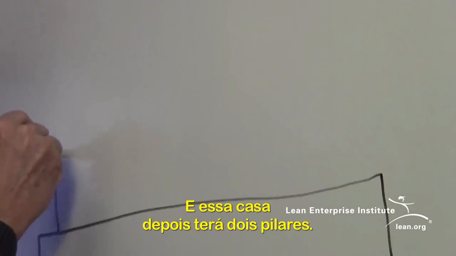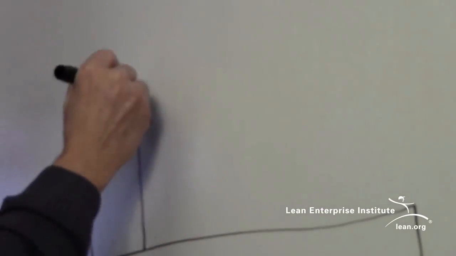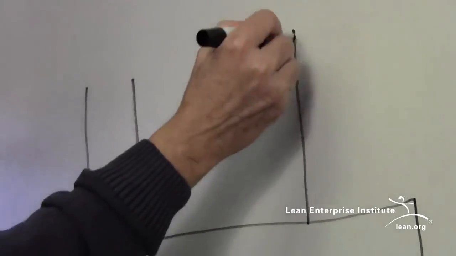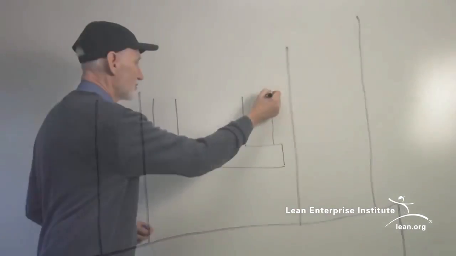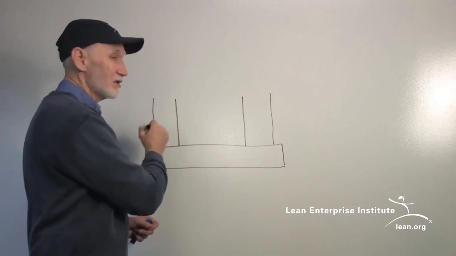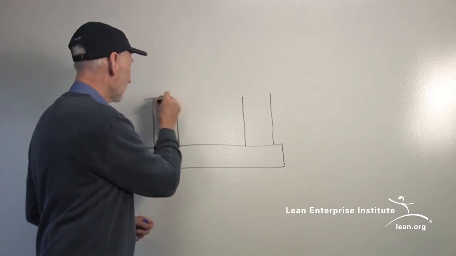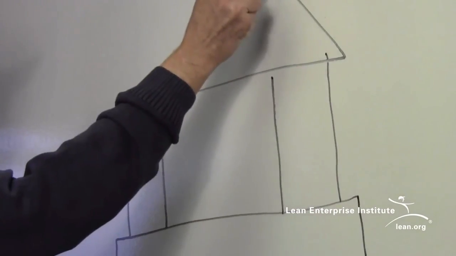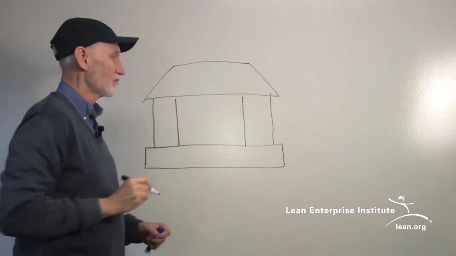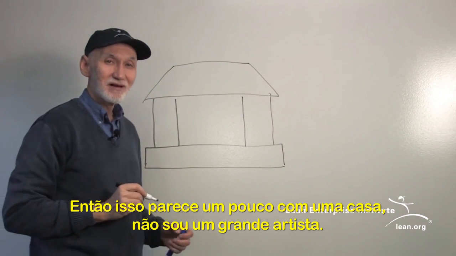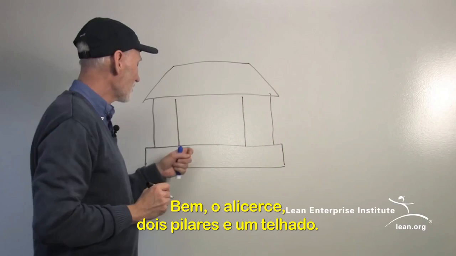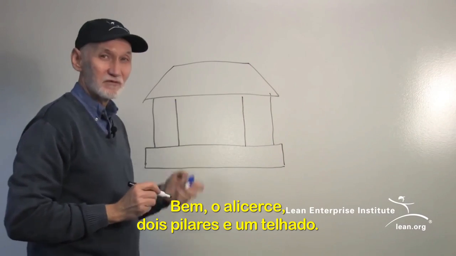And this house is going to then have two pillars, like so, that support a roof. So that should look something like a house. I'm not the greatest artist, but a foundation, two pillars, and a roof.